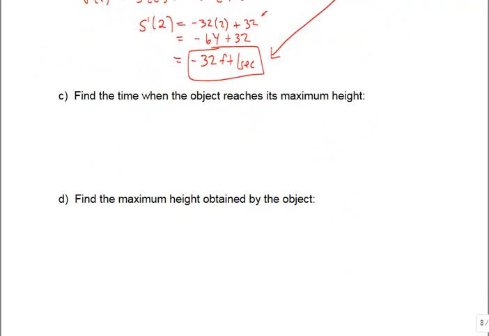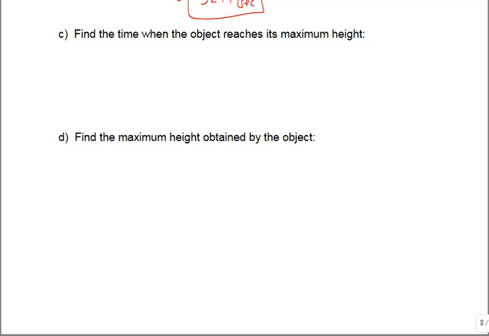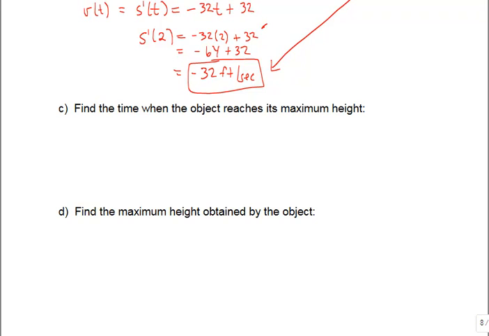Okay, the next question, still using this same position function. Find the time when the object reaches its maximum height. So let's visualize what's going on here. We have this object, it was starting 48 feet off the ground, off this cliff, and we're propelling the object up into the air, and then gravity pulls it back down. So we're trying to find when this object reaches its maximum height, which you can clearly see from my picture would be right about here. So we want to know the time it takes for it to reach that peak.